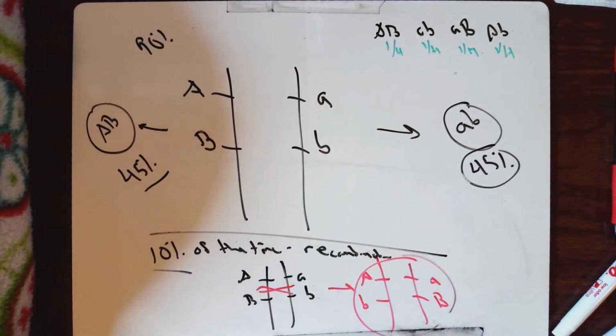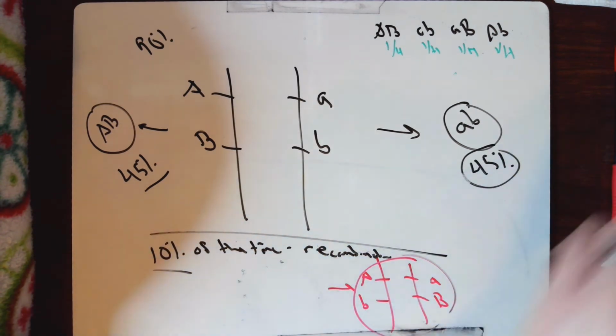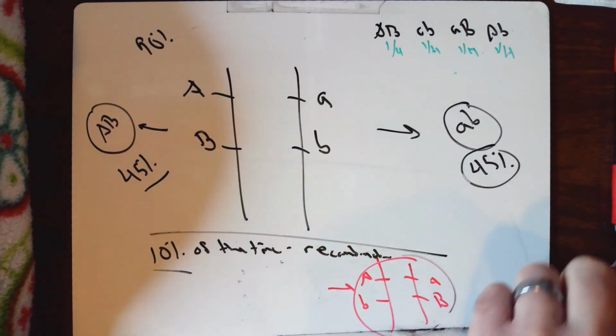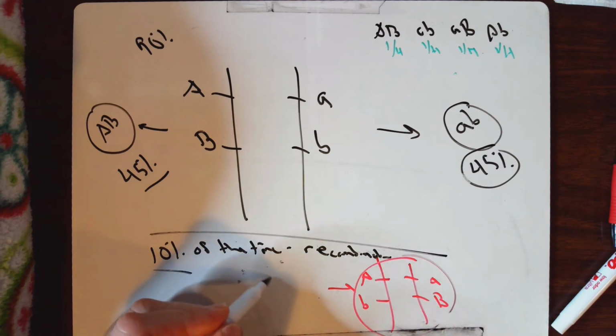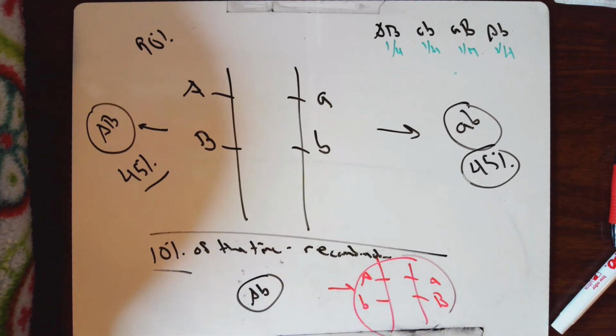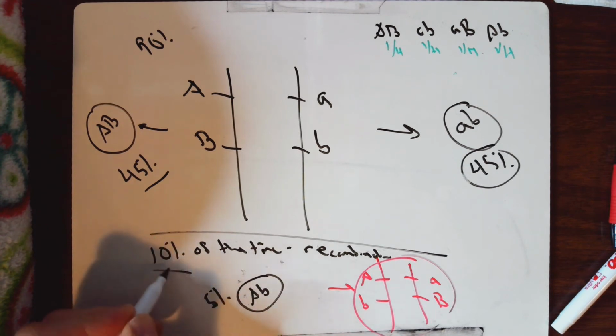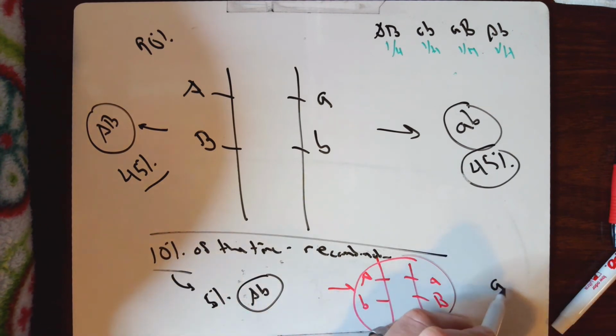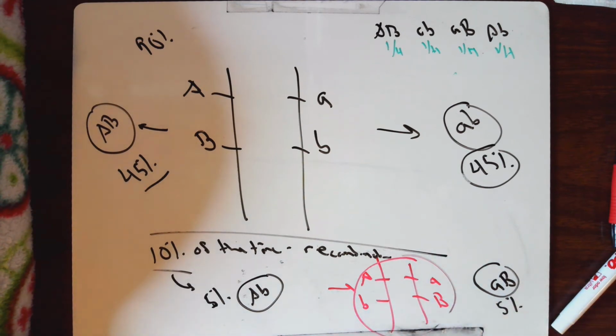By the same thinking, if 10% of the time we get this, what percentage of the time are we going to make gametes that have dominant A with recessive B? That's 5% of the time, or half of the total 10%, and 5% of the time we're going to get gametes with recessive a and dominant B.